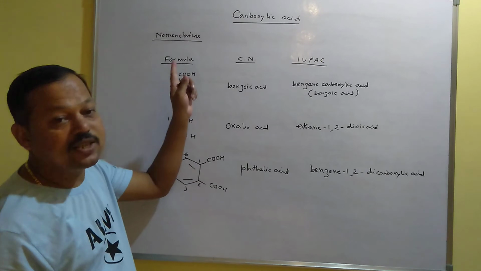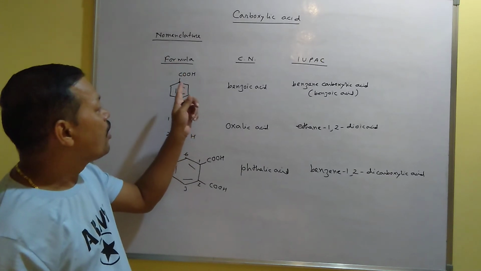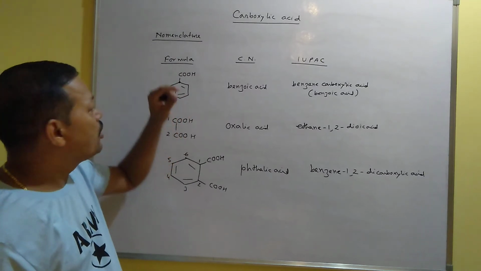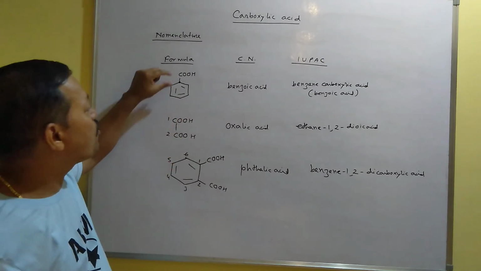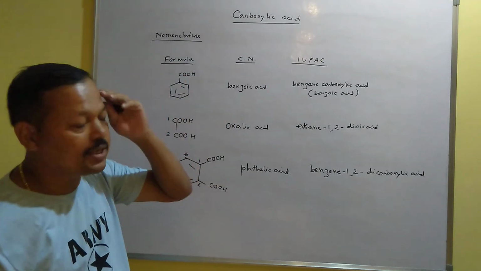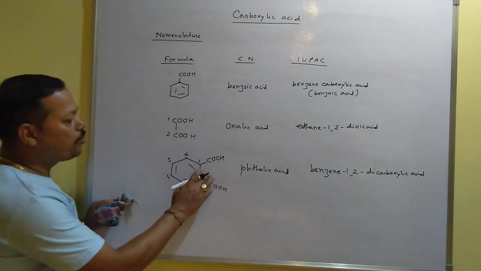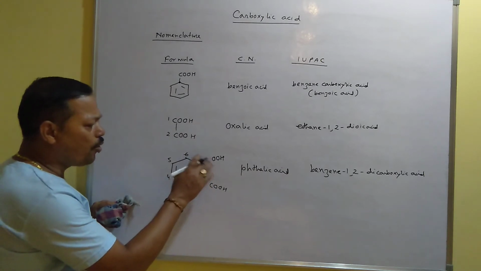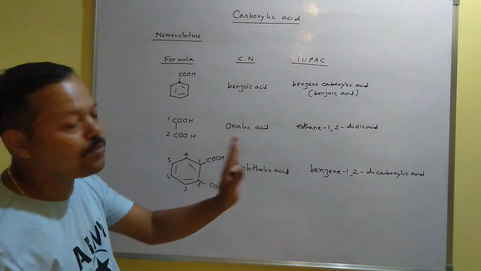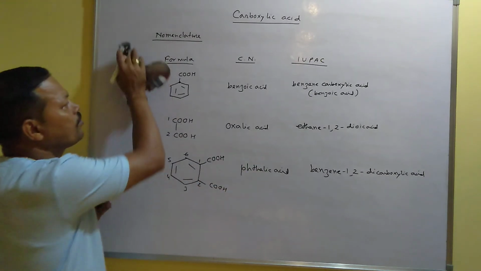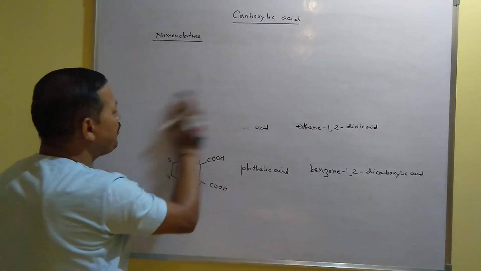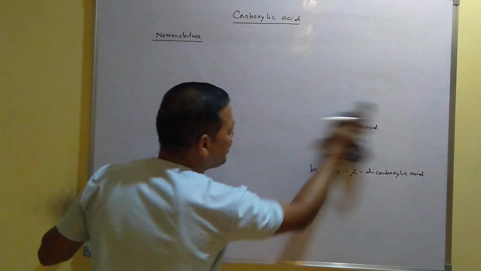Otherwise, if you write benzoic acid, or benzenoic acid, then you don't know whether the COOH is present or not above the benzene ring. So that is why you have to mention carbo, I mean one carbon is present. Here also, if you write oic acid, then you don't know whether 2 carbons are present or not. That's why you have to write carboxylic acid. So this is the way how to do naming of carboxylic acid.